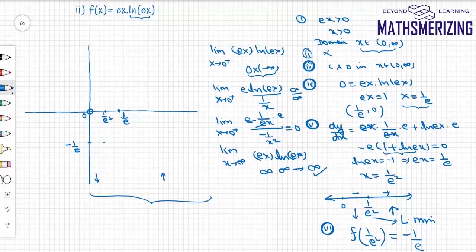So between 0 and 1 upon e square, it will decrease, and it will have a minima at 1 upon e square. It will pass through 1 upon e, and then it will go up to infinity. So that is the graph of e^x ln e^x.